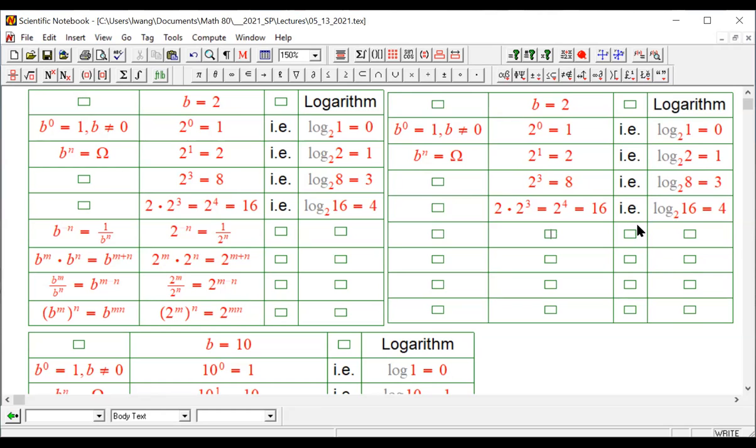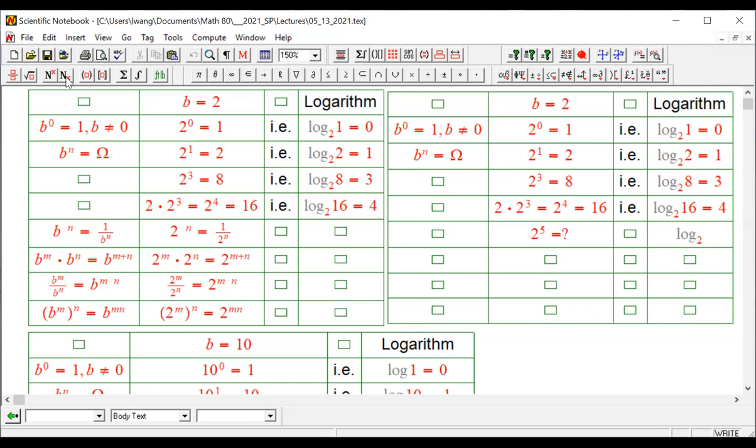Now, this time I'm going to put numbers on both sides. Say for example, I would put 2 to the power 5 equals to, I'm going to leave this blank. On the other side, I'm going to write it in logarithm form. Log base 2 of the question mark equals to 5.